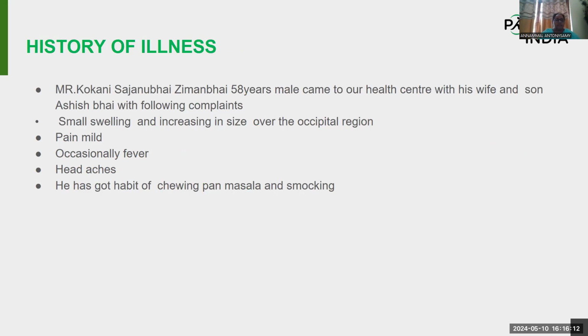History of illness. His surname is Konkani Sajnubai Jumabai, 59 years old male. Here I have written by mistake. He came to our health center with his wife and son Ashish Bhai with the following complaints: small swelling and increase in size over the occipital region, mild pain, occasionally fever, headaches. He also had a habit of chewing pan masala and smoking.